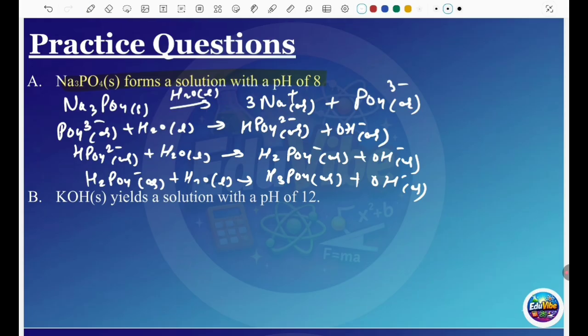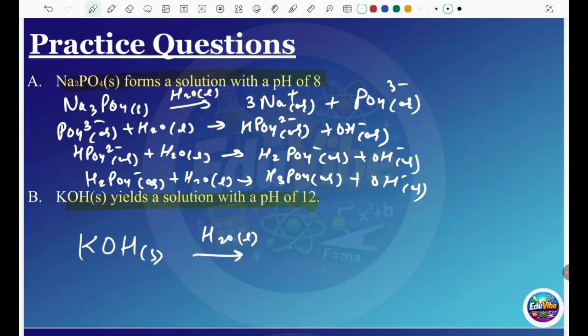Next we have KOH solid, which yields a solution with a pH of 12. So this is a simple thing. KOH is a solid, you just do the dissociation of this and you will get OH- aqueous plus K+ aqueous. So KOH goes with the dissociation, OH- and K+. Simple.